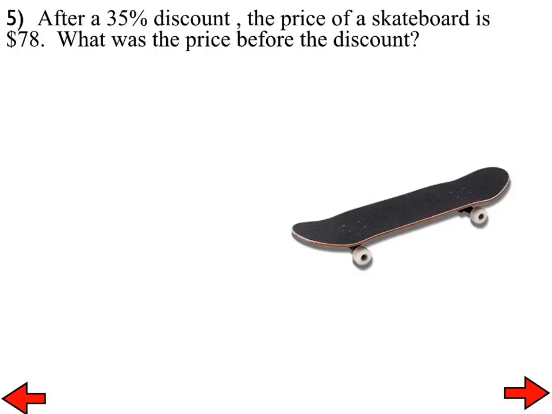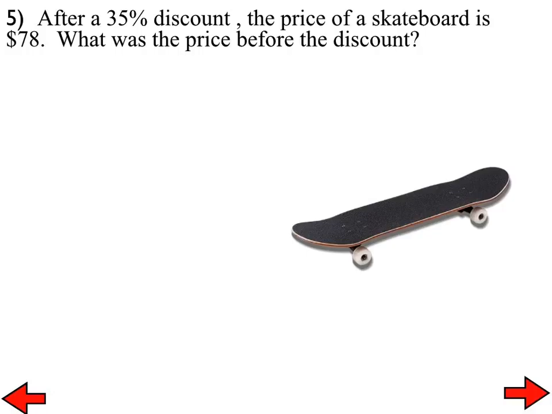After a 35% discount, the price is $78 of that skateboard. The new price is $78 after the discount, after all the math is done. What is the price before you do all of that math? What is the price before the discount? Just set it up for now. I want to make sure you did that right before you waste your time solving. Just set it up.